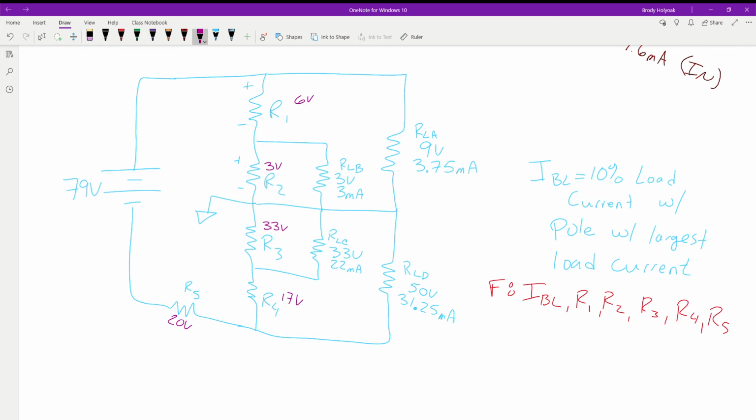Now we need to start solving for our currents. So we'll put our nodes. So we got node A, node B, node C, D, E, F. Okay. So those are our nodes.